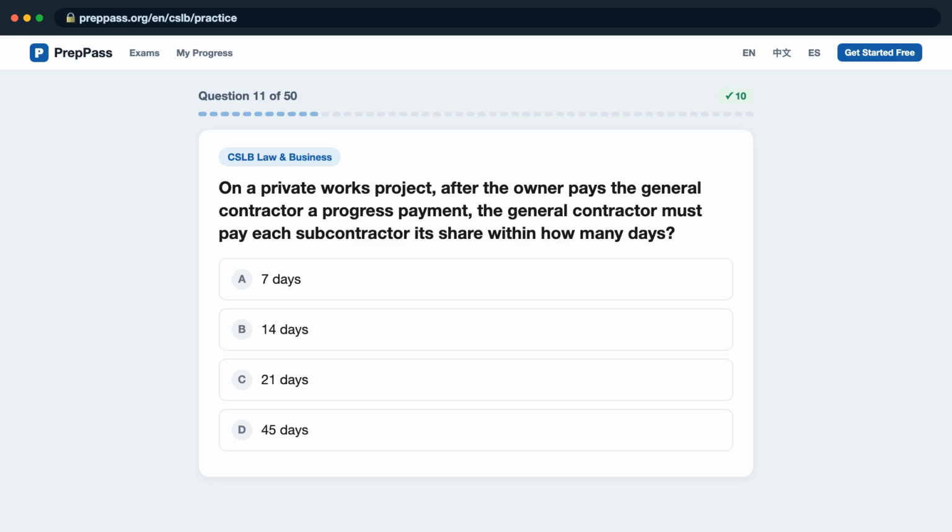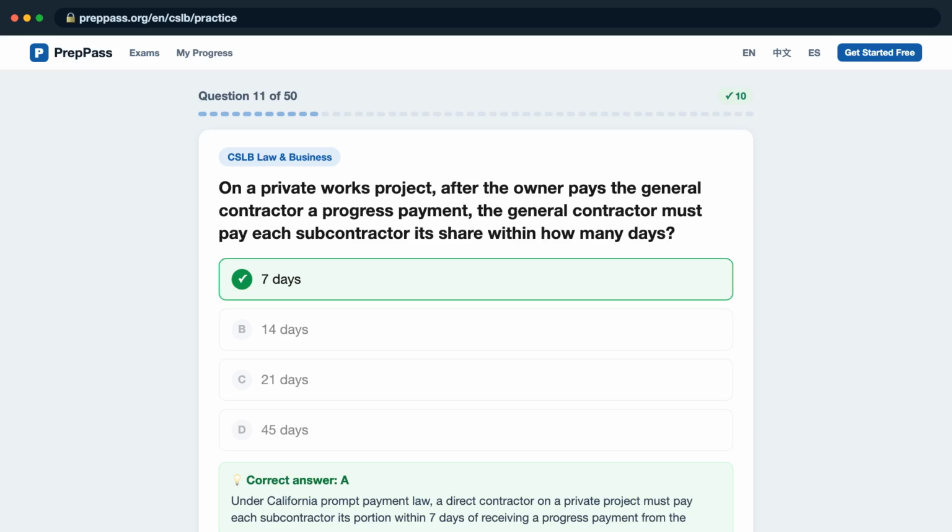Question 11. On a private works project, after the owner pays the general contractor a progress payment, the general contractor must pay each subcontractor its share within how many days? Is it A, 7 days? B, 14 days? C, 21 days? D, 45 days? The correct answer is A. Under California prompt payment law, a direct contractor on a private project must pay each subcontractor its portion within 7 days of receiving a progress payment from the owner.